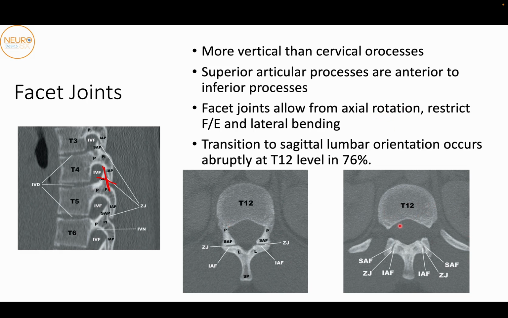At the T12 level, the facet joints start transitioning into a more lumbar orientation. So this is the facet joint between T11 T12, and as we can see, it is clearly like a normal thoracic facet joint. At the T12 L1 transitional level, you can see that the facet joints become more sagittally oriented as compared to being coronally oriented.